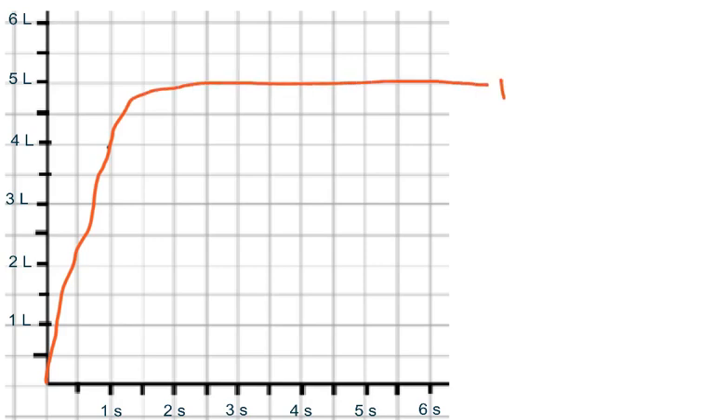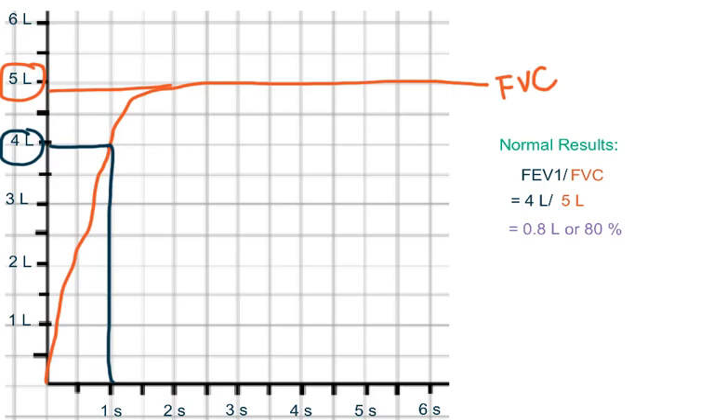So this is FVC, which is 5 liters, and FEV1, which is the air blown out in the first second, is almost 4 liters. Now let's calculate the ratio of FEV1 to FVC, that is 4 liters over 5 liters, which equals 0.8 or 80%.